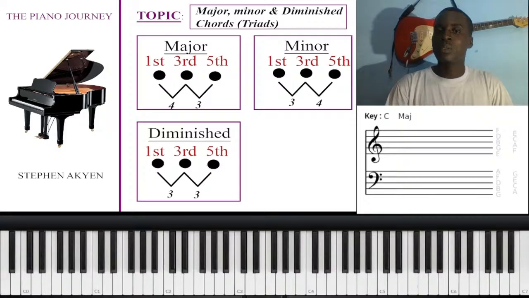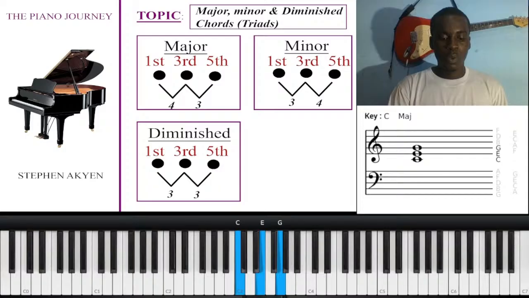Then how do we find minor chords? A minor chord is simply a major chord with a flat 3. I take it again. A minor chord is a major chord with flat 3. So let me use the case of C.